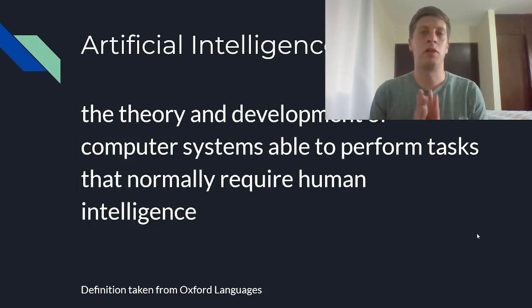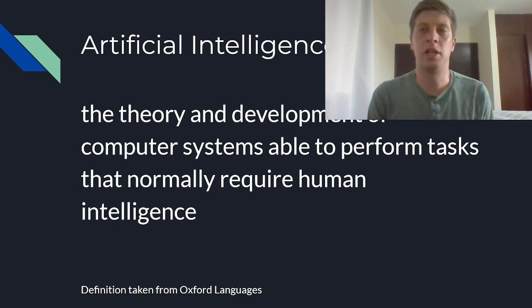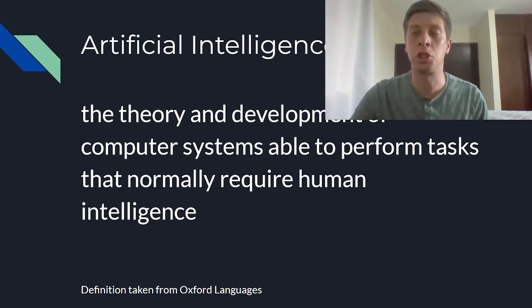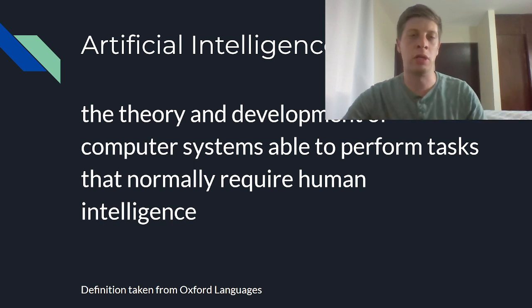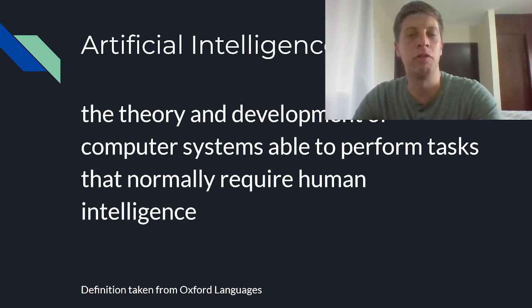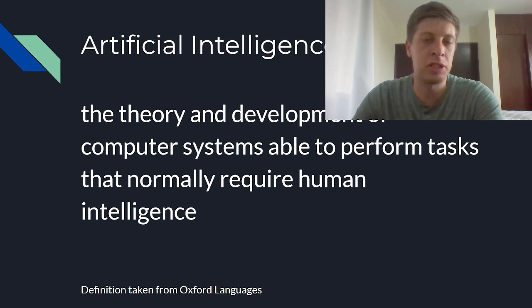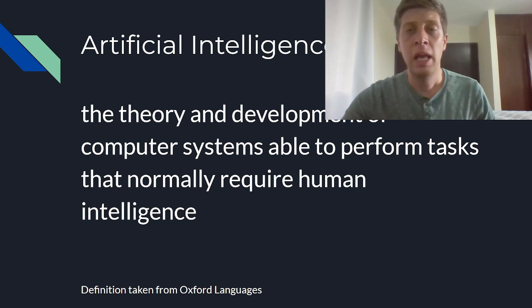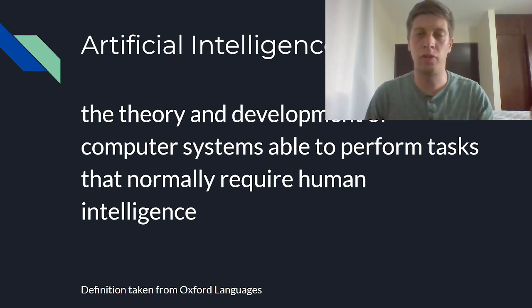So first of all, I want to start with a definition of artificial intelligence. I know that if you're tuning into this, there's a good chance that you already have some level of familiarity with what artificial intelligence is, or at least you've heard the term. But just to make sure that everyone's on the same page, we're going to define artificial intelligence as the theory and development of computer systems able to perform tasks that normally require human intelligence.